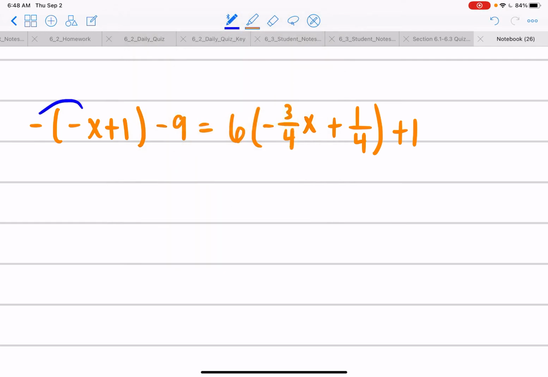Okay, so I see a negative. I'm going to distribute that. So I'm going to get positive x minus 1. Negative times positive is minus 1. Minus 9 equals, I'm going to distribute the 6 here.